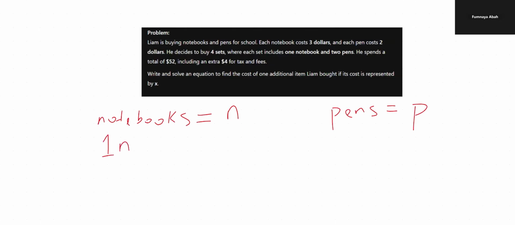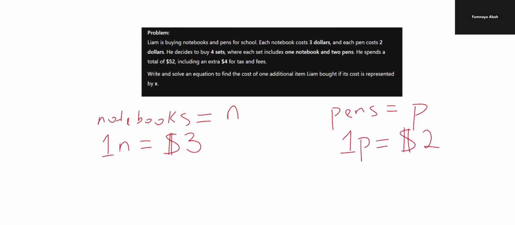So we have notebooks, and let's use N to represent notebooks. So wherever we use N, just know we're referring to notebooks. And then we have pens. And let's use P to represent pens. So whenever we use P, we're referring to pens. Whenever we use N, we're referring to notebooks. So they say that each notebook costs $3 and each pen costs $2. So one N, because one notebook is equal to $3. And similarly, each pen, so one P is equal to $2.